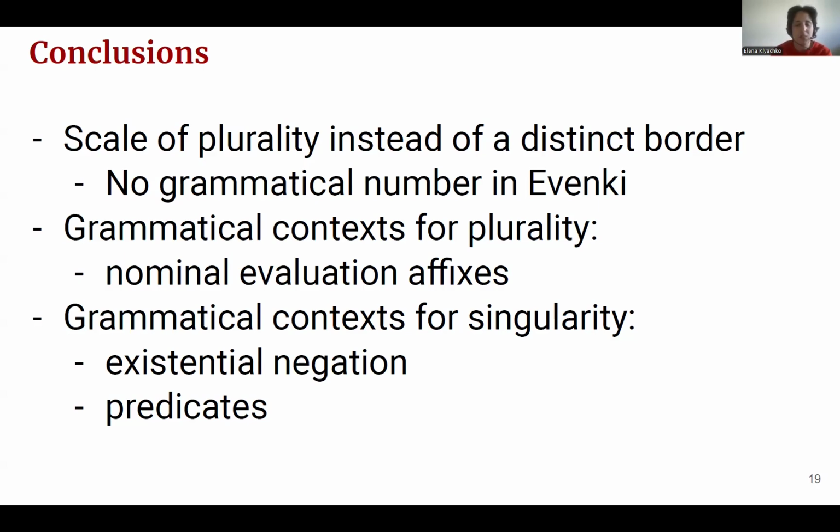How can this be explained? As regards nominal evaluation affixes, they must require marked nouns, and perhaps the plural form is more marked.